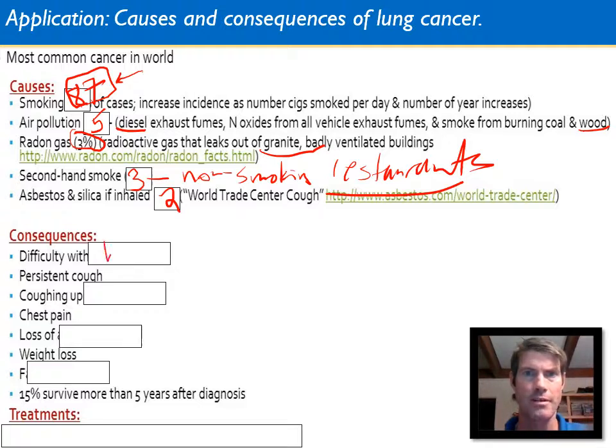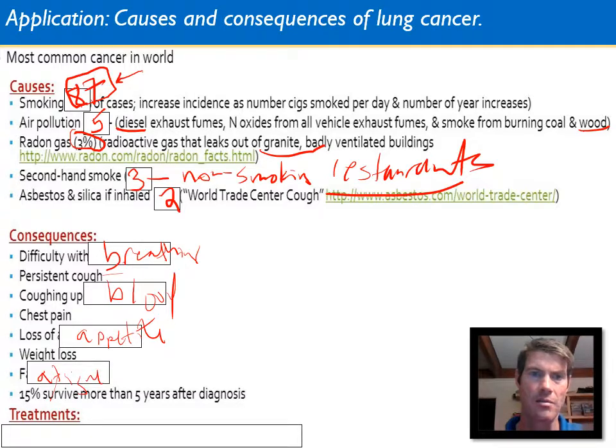So, difficulty with breathing. With lung cancer, coughing up blood. Your chest doesn't feel good, loss of appetite, weight loss, fatigue. Obviously, if you have trouble breathing, you're going to be tired, not getting enough oxygen. And you've got the survival rate.